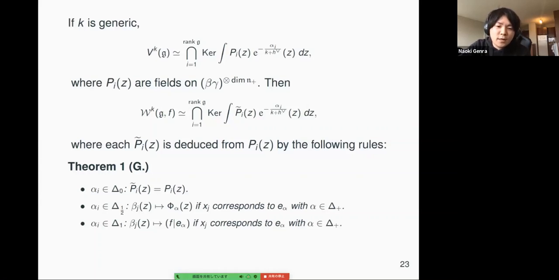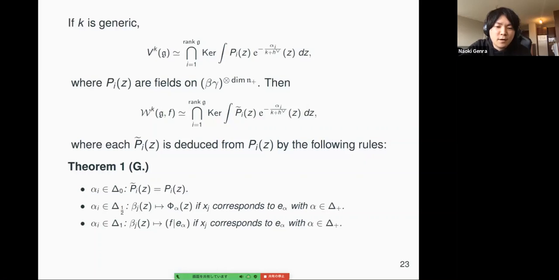If alpha I has degree 0, this means that the root vector E alpha I has grading 0. I mean, it's an element of G0. Anyway, we define the degree of simple root in this way. And now, if alpha I is in delta 0, then pi tilde is just pi V.